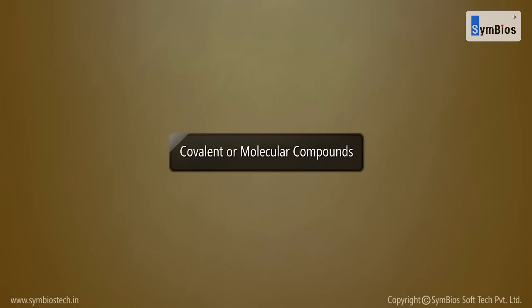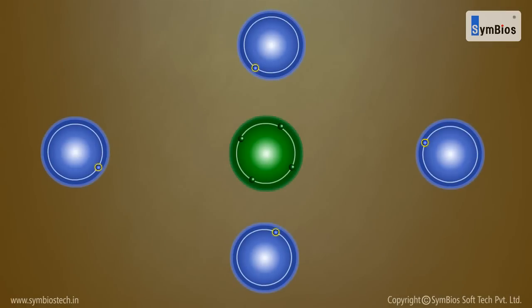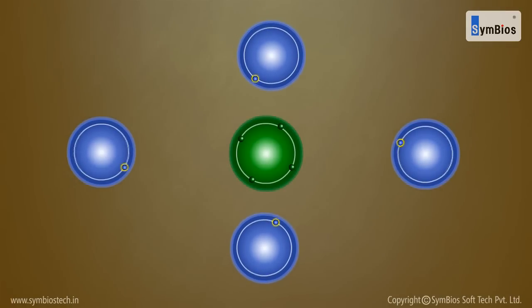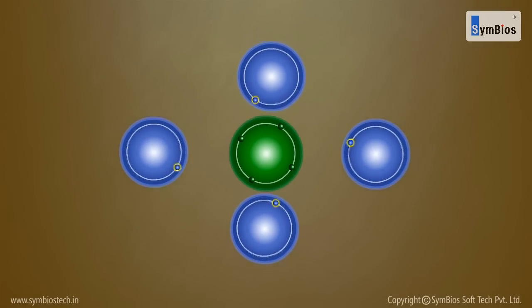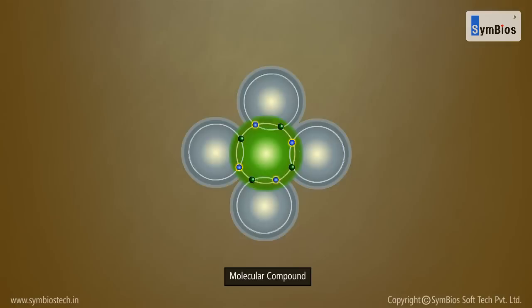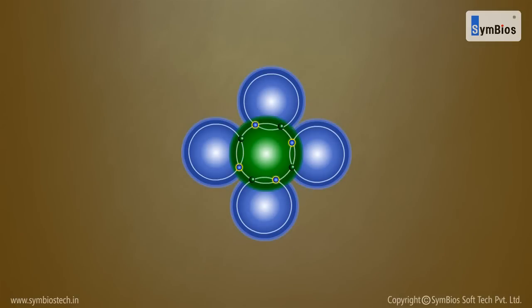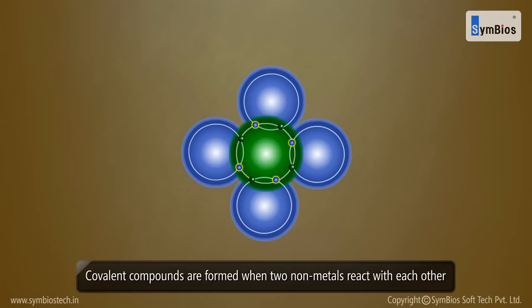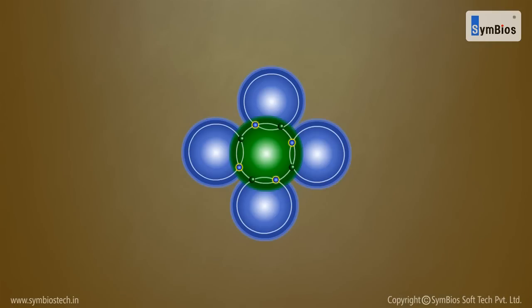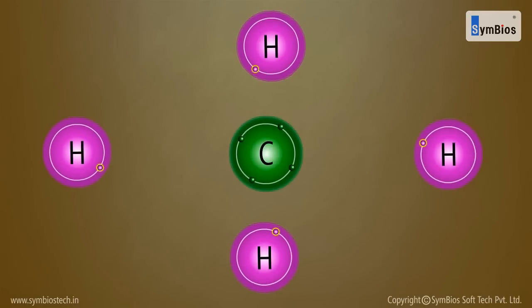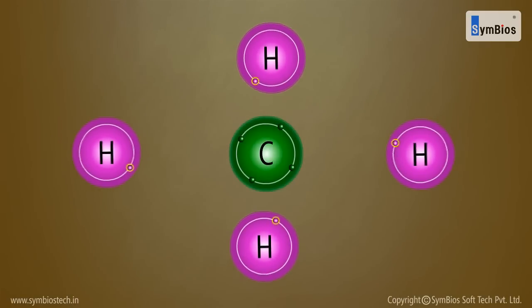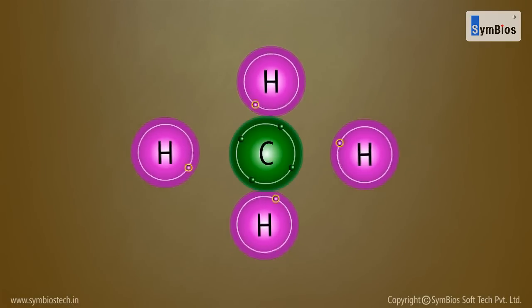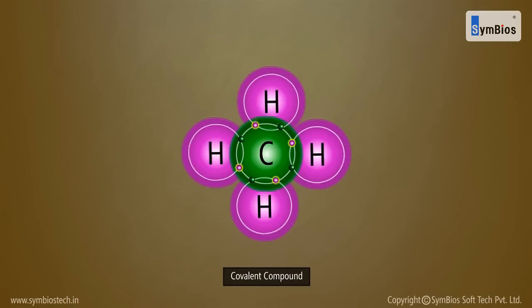Covalent or molecular compounds. When elements share electrons in a covalent bond to form molecules, a molecular compound is formed. Covalent compounds are formed when two nonmetals react with each other. For example, an equal sharing of electrons between carbon and hydrogen leads to the formation of a covalent compound.